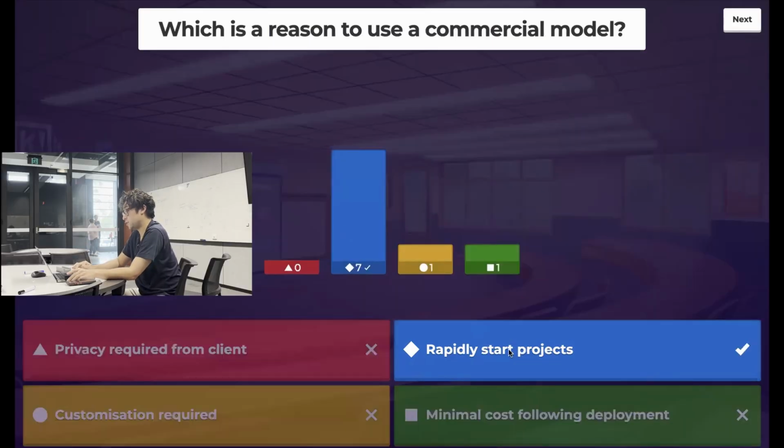Okay, perfect. So this is the key reason why you'd use a commercial model, right? We do expect that most people will probably use a commercial model for their projects. If you have a bit more time, then you can consider open source models.